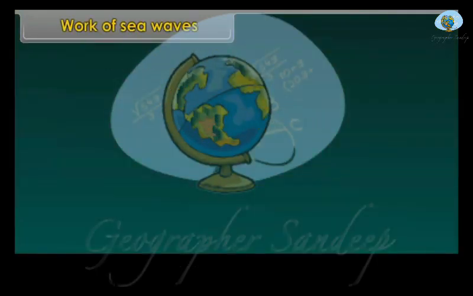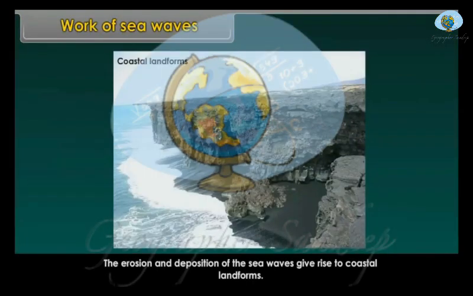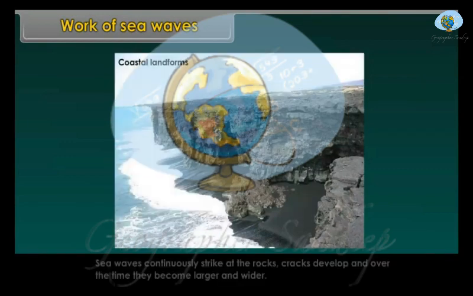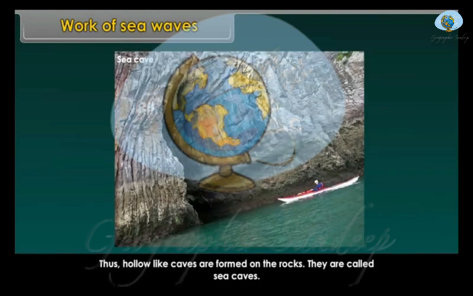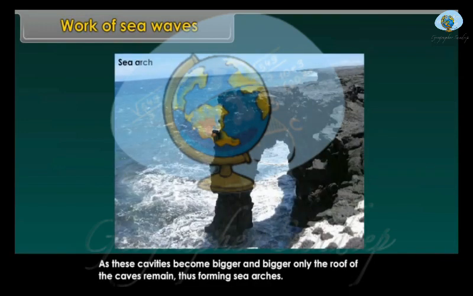Work of sea waves. The erosion and deposition of the sea waves give rise to coastal landforms. Sea waves continuously strike at the rocks, cracks develop, and over the time they become larger and wider. Thus, hollow-like caves are formed on the rocks. They are called sea caves. As these cavities become bigger and bigger, only the roofs of the caves remain, thus forming sea arches.